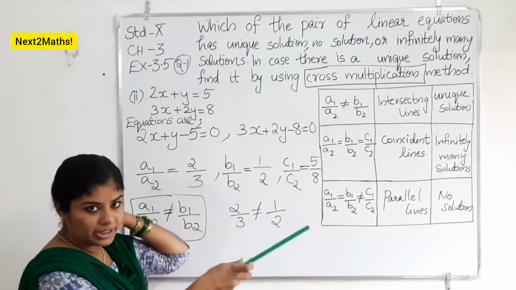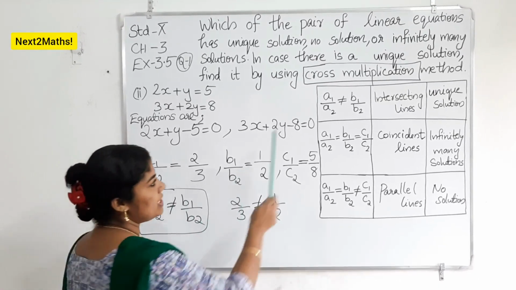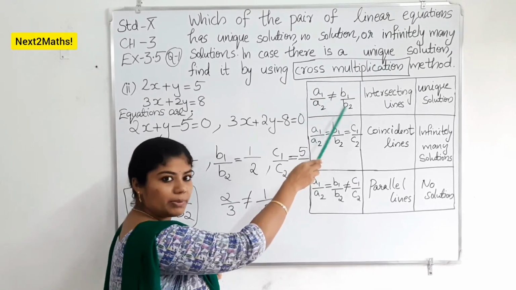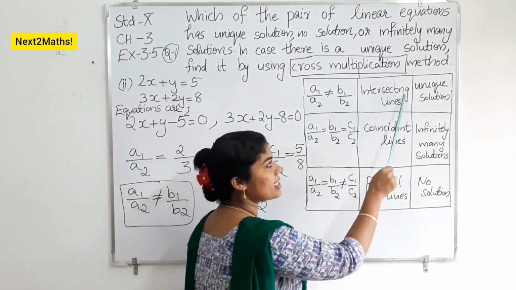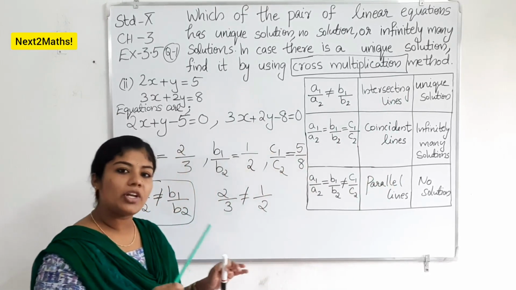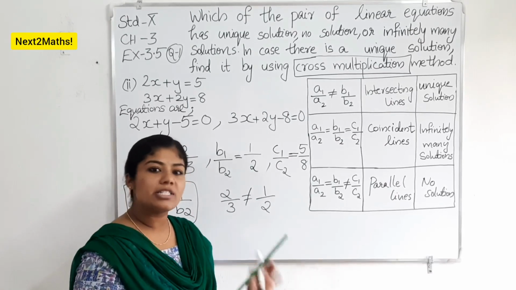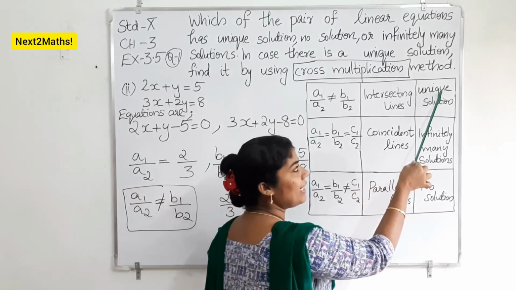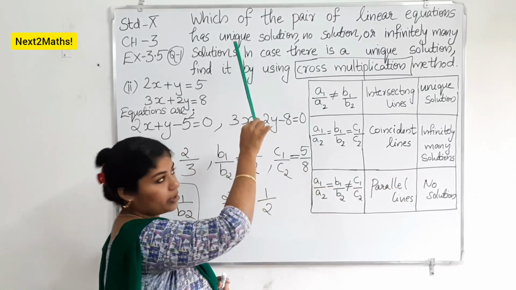So let's move to the table and check. a1 by a2 not equal to b1 by b2. See here, a1 by a2 not equal to b1 by b2. Then how is the graphical representation? It will be intersecting lines. Here we are not doing graphical representation; we are directly moving to our solution. How many solutions do we get? Unique solution.